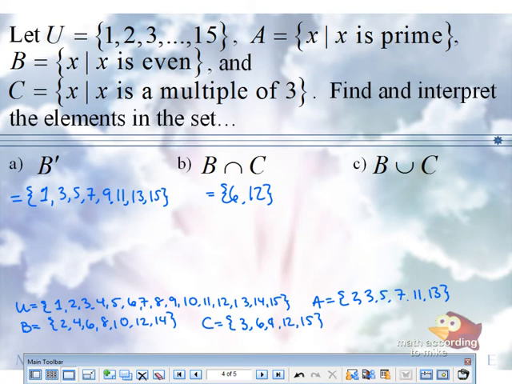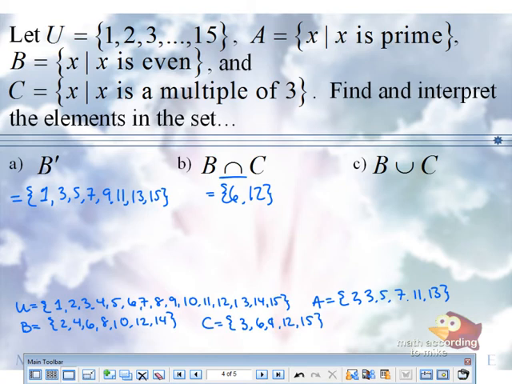Well, what does B represent? And what does C represent? So put it together. 6 and 12 are the even multiples of 3. To be in an intersection, it has to be in both of them. So 4, for instance, is in B, but it's not in C, so we can't include it. We only write down what is in common.